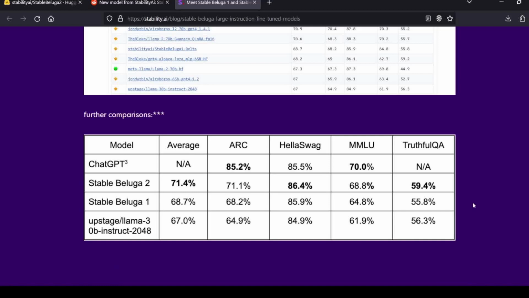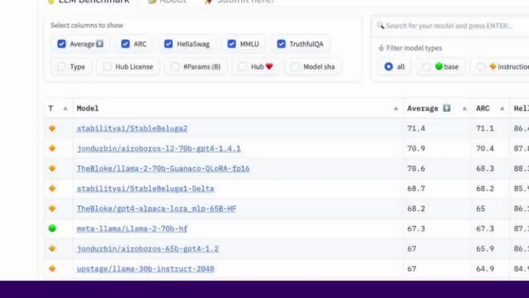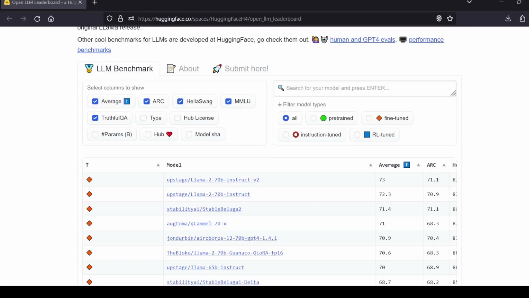Not just taking their word for it, these results were independently reproduced by Hugging Face, a well-respected name in the AI community. As of July 27, 2023, Stable Beluga 2 has secured the top position, number 1, on the Open LLM leaderboard, with Stable Beluga 1 following closely at number 4. But as of this recording, it appears that there might already be a new variant of the Llama 2 model that has already taken its place.